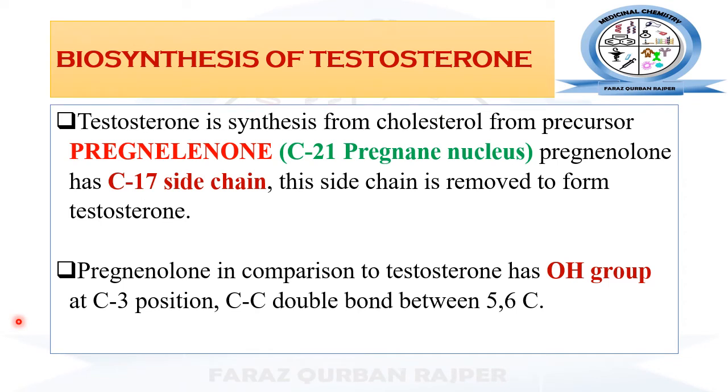In comparison to testosterone, pregnenolone has a hydroxyl functional group, or alcoholic functional group, at the third carbon, and the carbon-carbon double bond is present at the 5-6 position. But in the case of testosterone, we will find different functional groups. Like at the carbon third position, we will find that a ketone group is present.